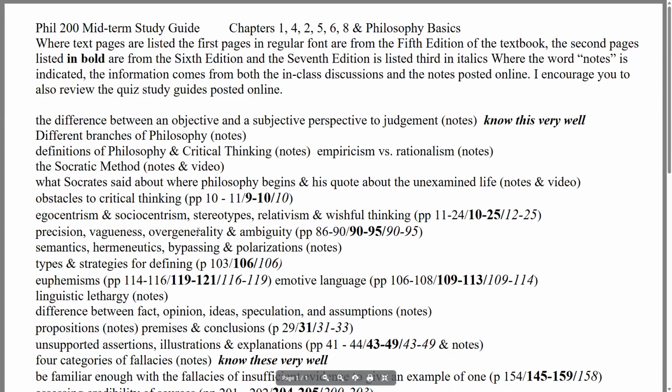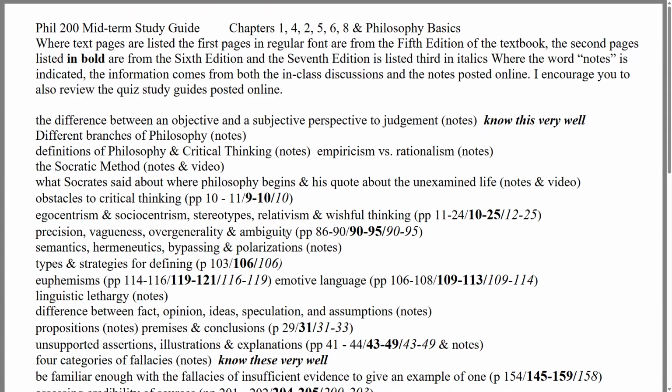Precision, vagueness, overgeneality, and ambiguity. Those come from the chapter about language, where we were focusing our attention on making sure that our language is very specific and precise to avoid any problems with people understanding or interpreting my meaning of them. Okay.